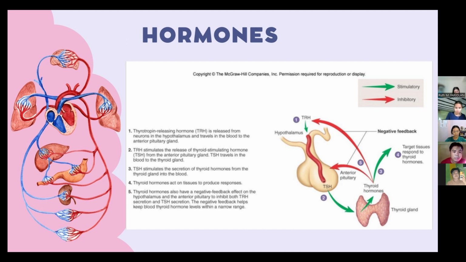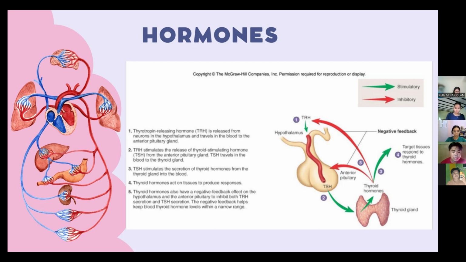So, the thyrotropin-releasing hormone, or TRH, is released from the neurons in the hypothalamus and travels in the blood to the anterior pituitary gland. Then the TRH stimulates the release of thyroid stimulating hormone from the anterior pituitary gland. Then it travels in the blood to the thyroid gland.